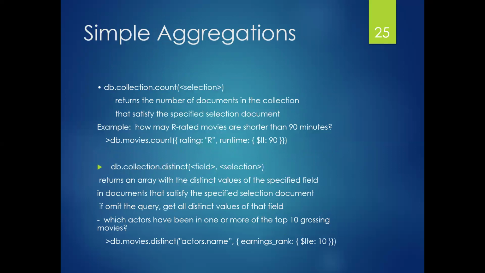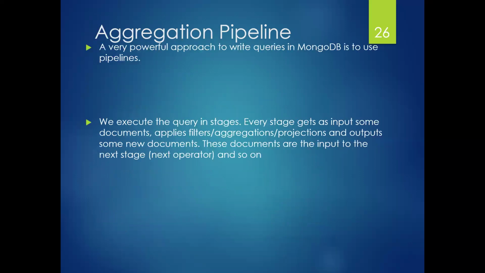These are the simple aggregations, which return the documents in the collection that satisfy the specified selection document. It also returns an array with the distinct values of the specified field in documents that satisfy the specified selection document. If you omit the query, you get all distinct values of that field.